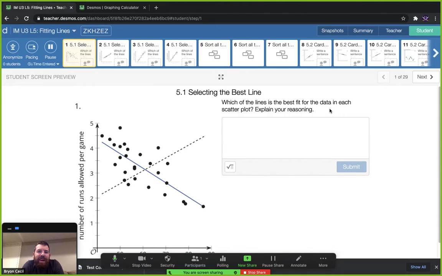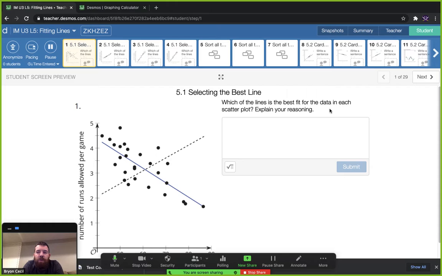Hey everybody, this is Unit 3, Lesson 5, and we are talking about fitting lines today. So we're going to do a little bit of line of best fit, looking at scatter plots and creating those lines of best fit. Okay, so let's just jump right in.